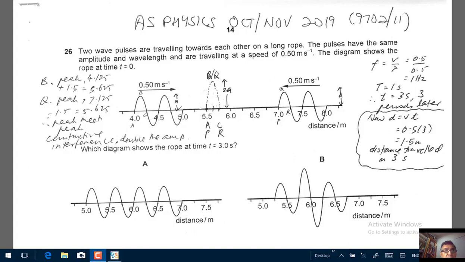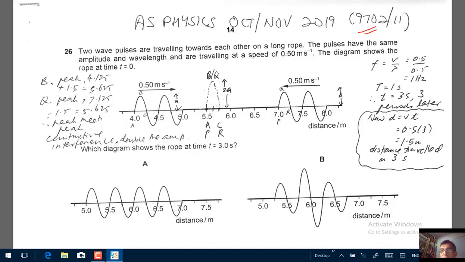In this video, we are going to look at one physics exam question. It's AS Physics, October-November 2019, paper 1-1. The subject code is 9702. And it's number 26. We have two wave pulses traveling towards each other on a long rope.